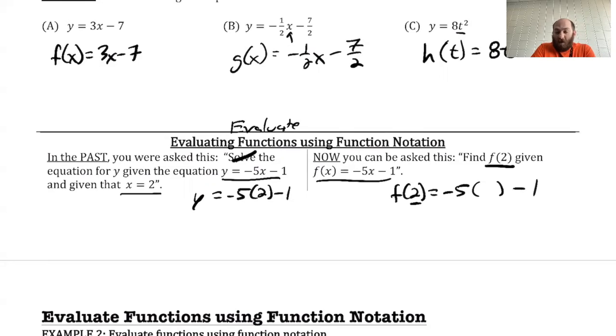I'll do just like I do before. I'll leave open parentheses there. Then I go back and put in my 2 right there. So f of 2 is going to evaluate -5 times 2 is a -10. So that means f of 2 equals a -11.